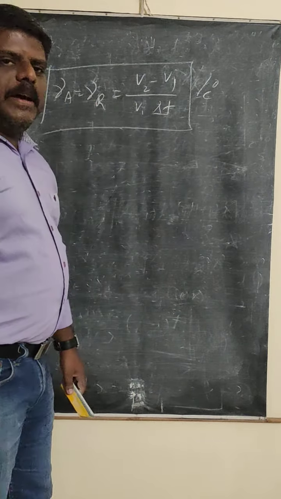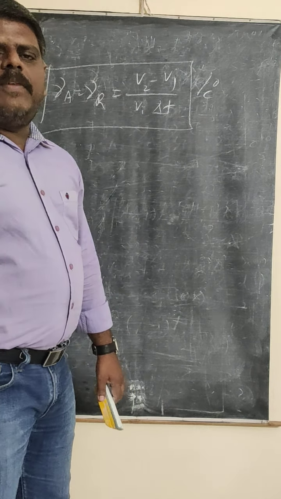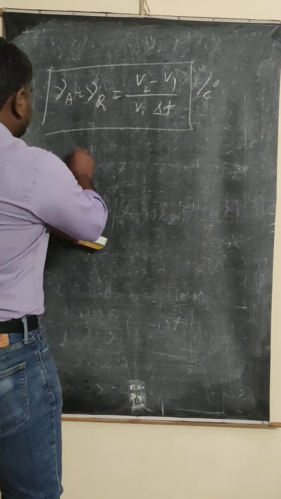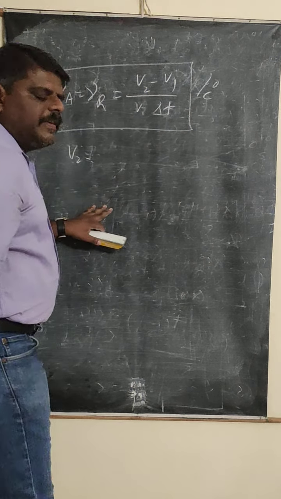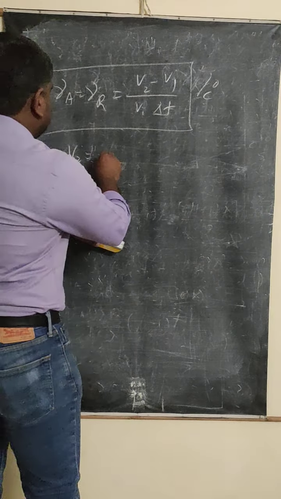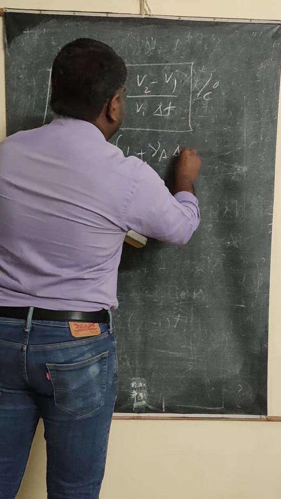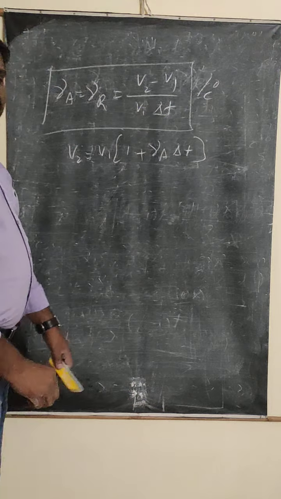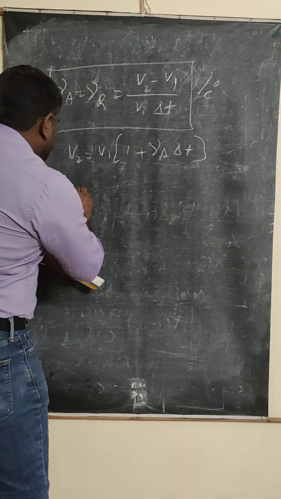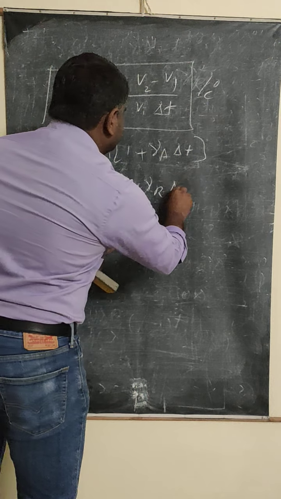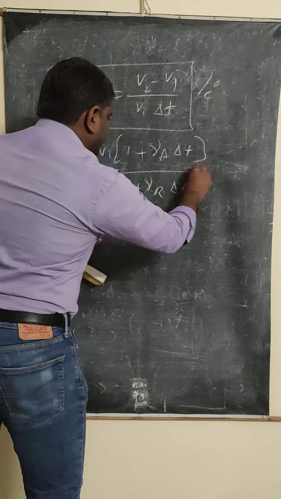These are the formulas, and by using them you can write down the final volume formulas. In the case of apparent expansion, the final volume V2 is equal to V1 into 1 plus gamma A into delta T. In terms of real expansion, V2 is equal to V1 into 1 plus gamma R into delta T. These are the final volume formulas.